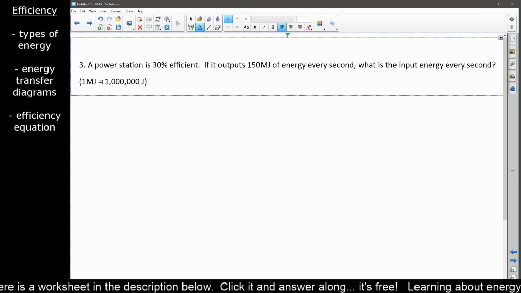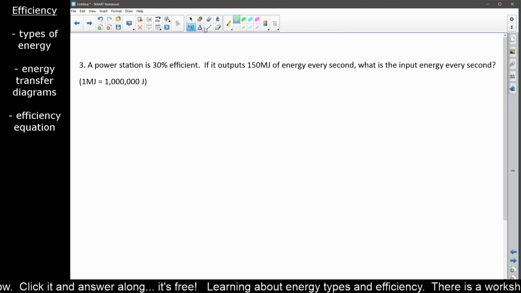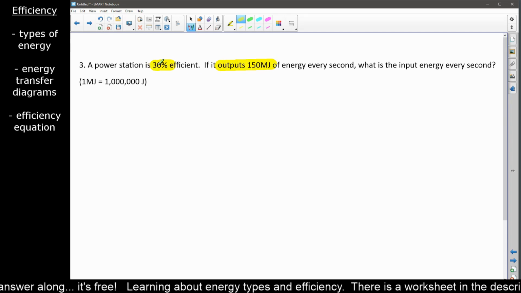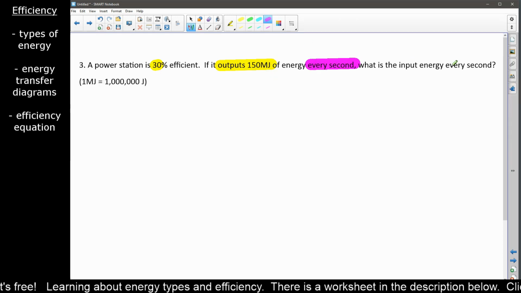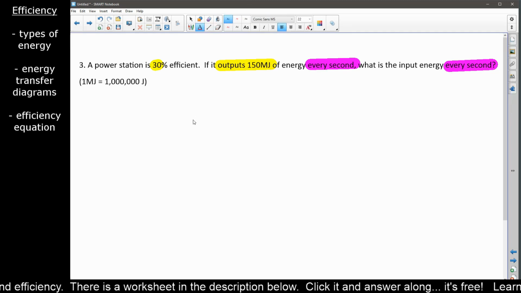And then finally, number 3. A power station is 30% efficient if it outputs 150 megajoules of energy every second. What is the input energy every second? Okay, so here we go. We've got output energy and we've got efficiency. We've got this weird every second thing going on here, which we might want to be a little bit concerned about, but it's input every second and output every second, so the time scale is the same. So we can pretty much ignore that and just deal with it as a 1 second thing.